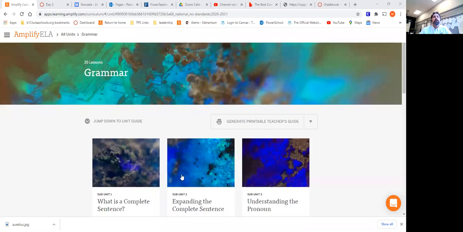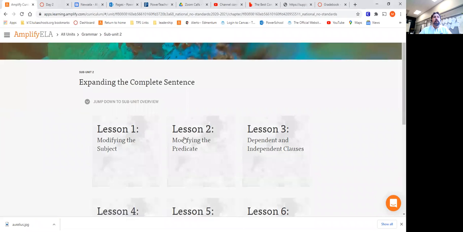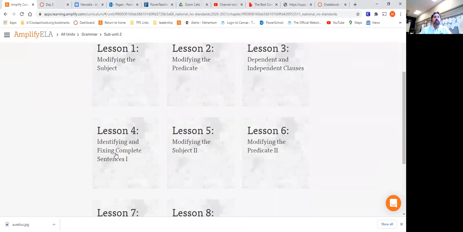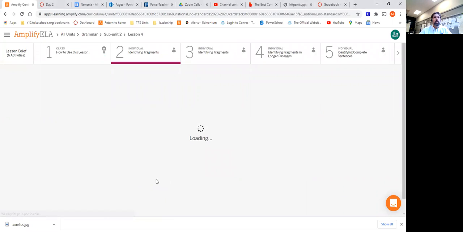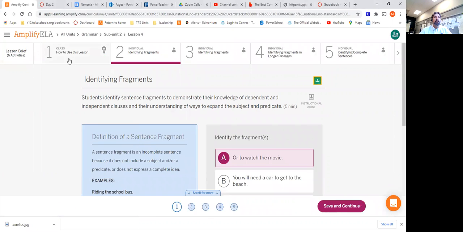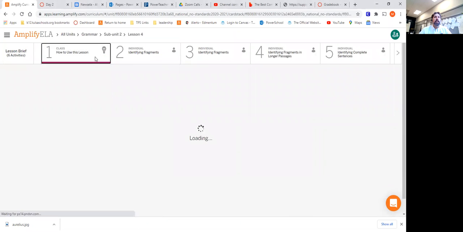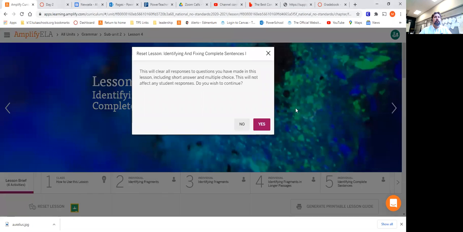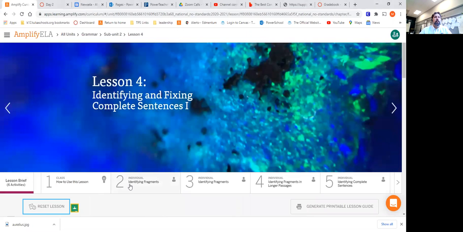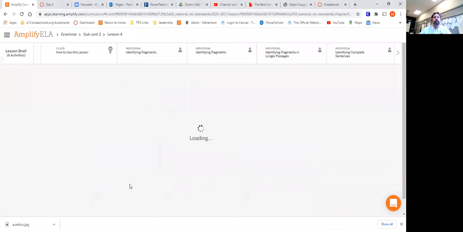Scrolling down here to subunit 2. And we're doing identifying and fixing complete sentences, this one right here. So let's get started. Identifying fragments. This is something we did a while ago, so you guys are familiar with it. A fragment is a sentence that doesn't contain either a subject or a predicate, right? The subject is who's doing the action, and the predicate is what is the action, okay?